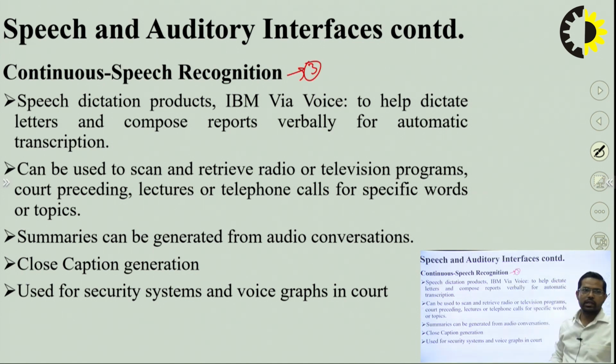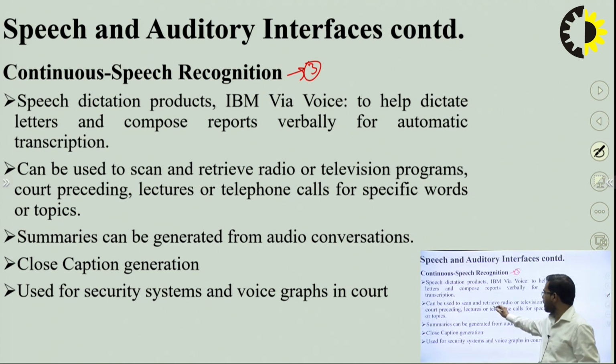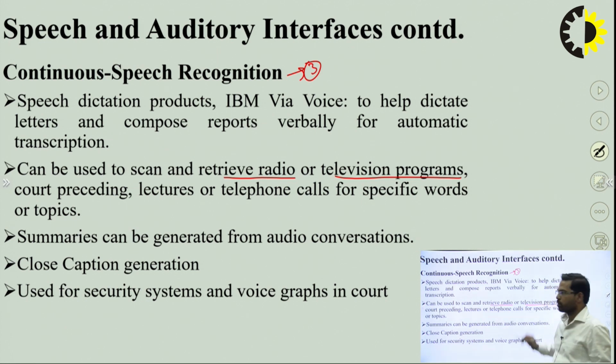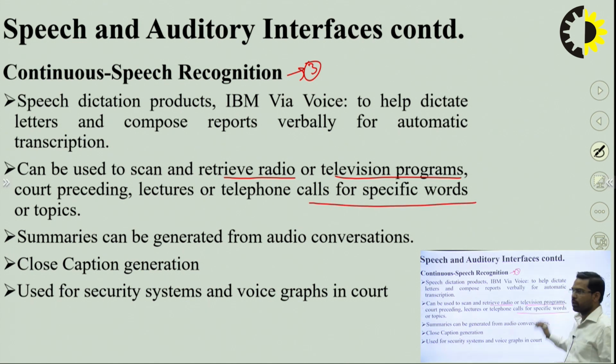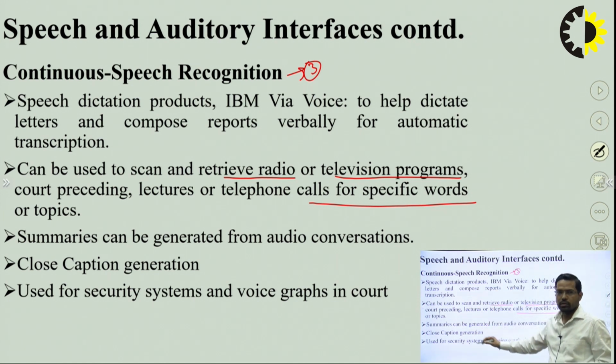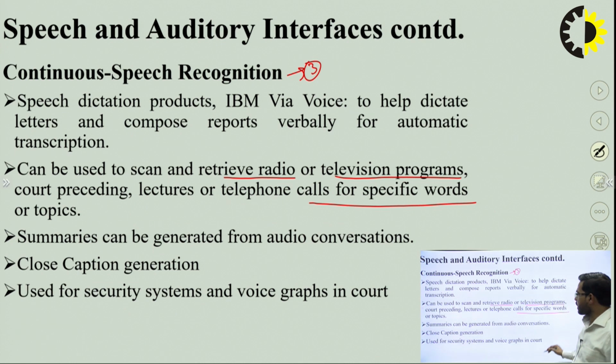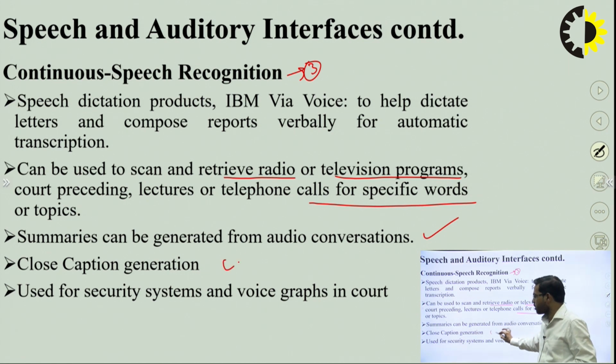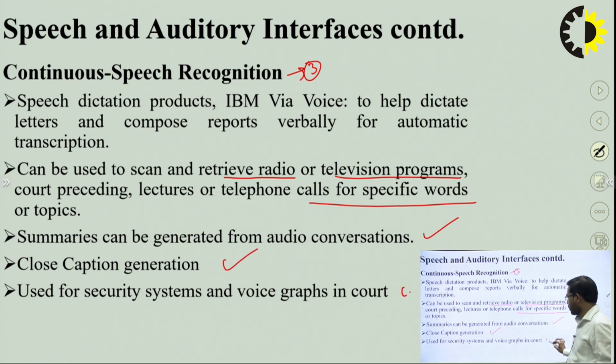The third technology is continuous speech recognition. A speech dictation product like IBM ViaVoice helps dictate letters and compose reports verbally for automatic transcription. It can be used to scan and retrieve radio or television programs, court proceedings, lectures or telephone calls for specific words or topics. After that, summaries of these topics or words can be generated from audio conversation, and it is used for closed caption generation, security systems and voice graph in the court.